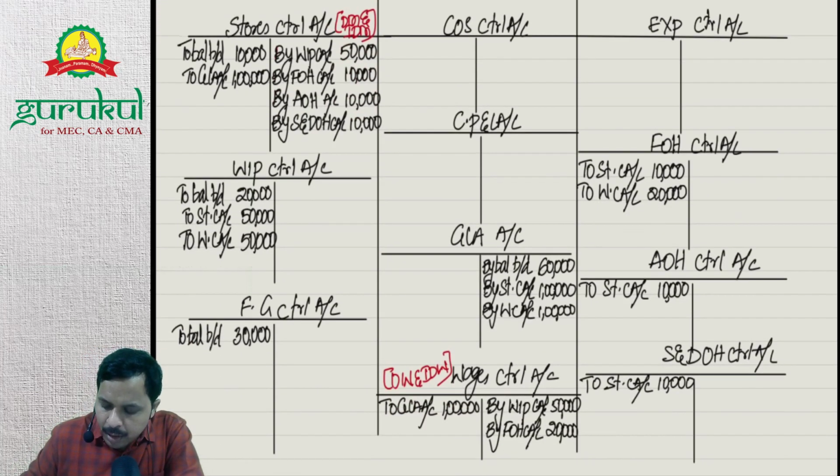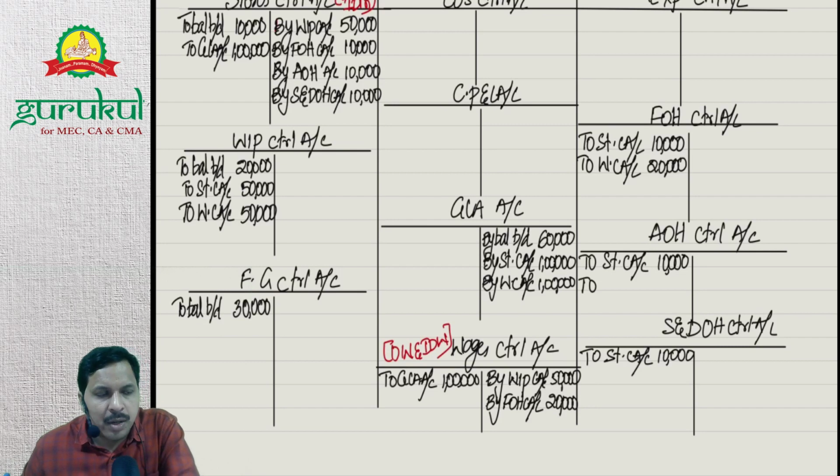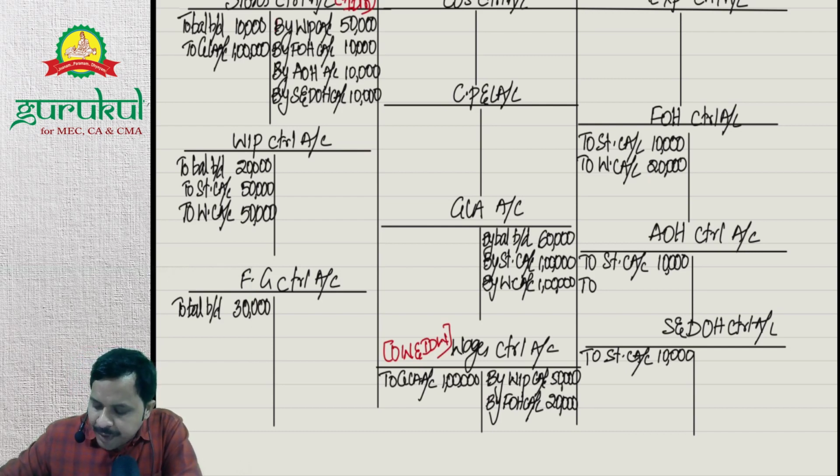Now coming to office. Now tell me the indirect wages related to office entries. Administration overheads control account debit to wages control account. This entry is for what? Indirect wages related to office. Administration overhead control account debit to wages control account.